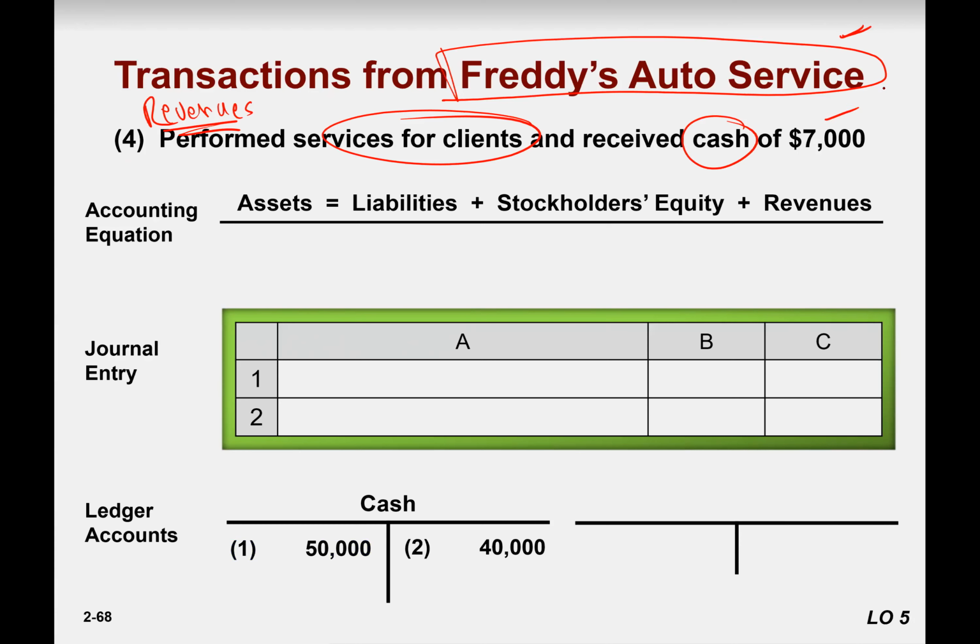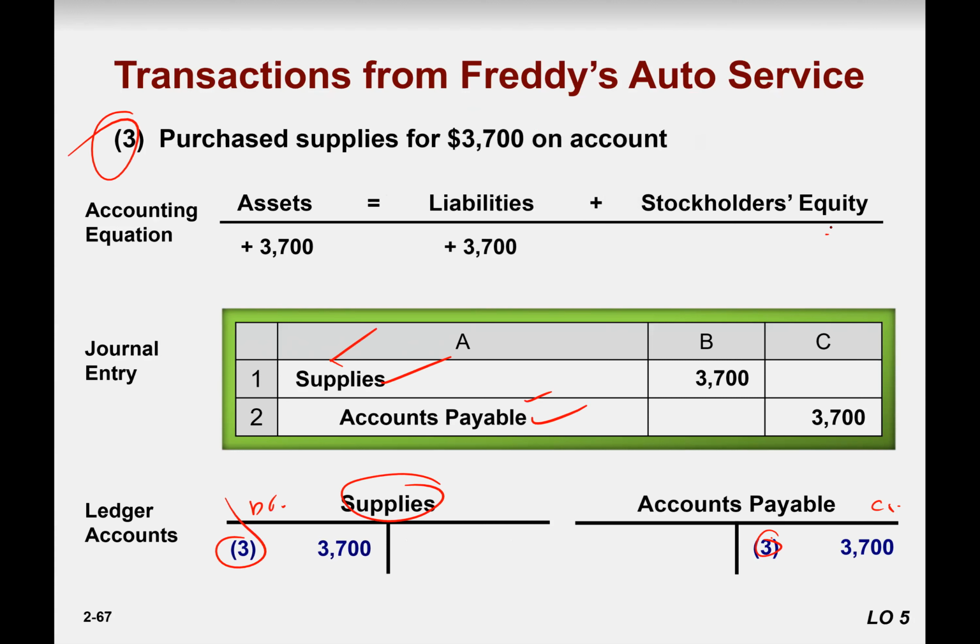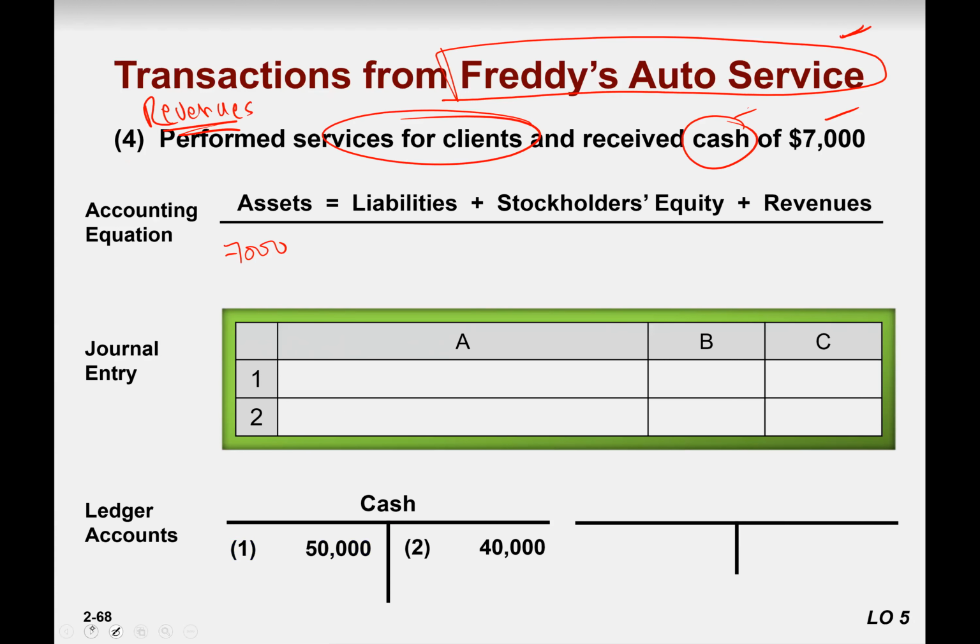Right? So which two accounts? Cash and revenues, because they received cash. This is a cash sale, not a credit sale. That's why accounts receivable is not here. If they said the customer will pay us later, then it would be accounts receivable. So in the accounting equation, how are we going to write it? Cash 7,000, and under retained earnings, sales increase by 7,000.